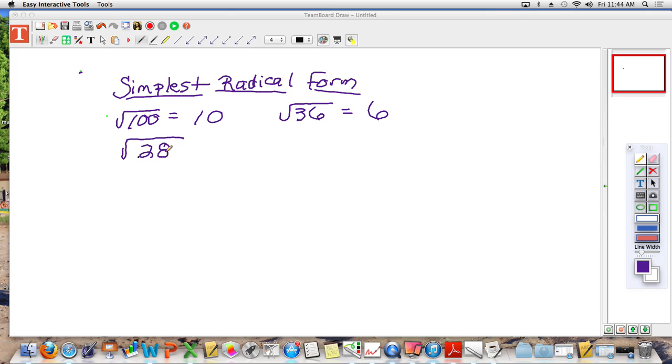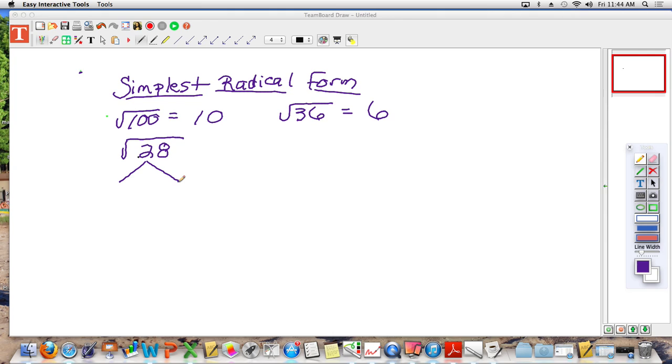So 100 is a perfect square. So the hidden perfect square inside this number is 10. 36, the square root of 36 is 6. So its hidden perfect square is 6. But 28 has a hidden perfect square, but we don't know what it is until we make our factor tree. So what you need to do is the same thing we did the other day. Do your tree for 28.